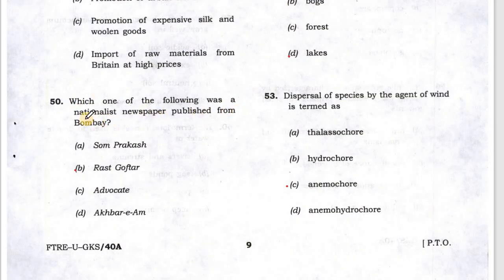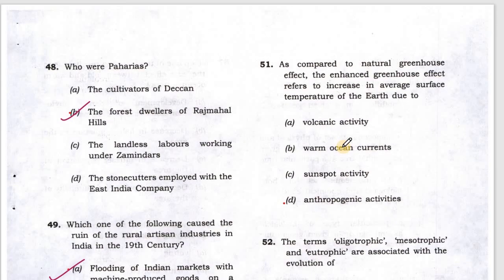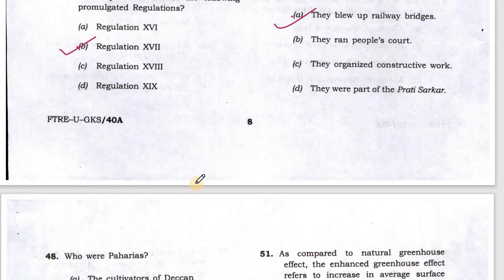Then, which of the following was the nationalist newspaper published from Bombay? So this is the Rashtra Gaftar. B will be the correct answer. So history questions are quite difficult questions they are asking.